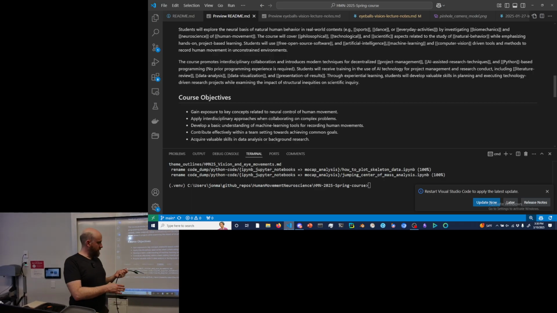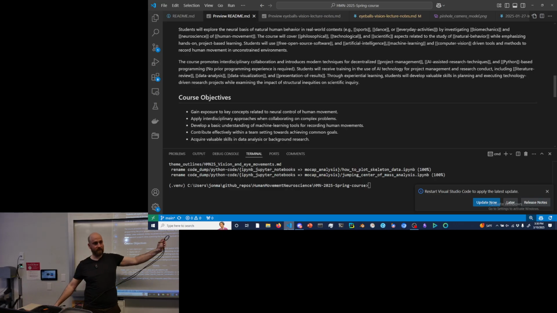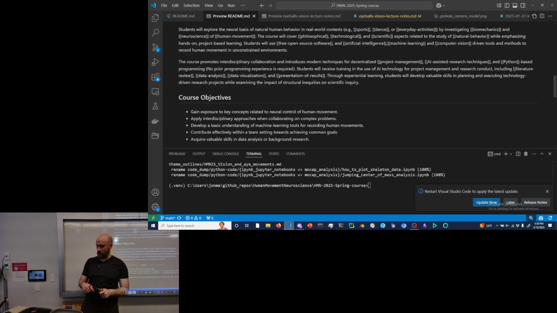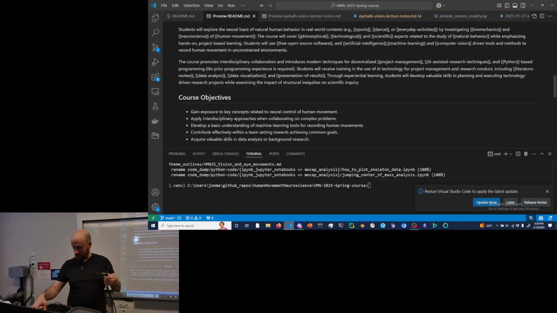And so, when we are thinking about human movement in the natural world, the question of eye movement becomes pretty incumbent pretty quickly for a number of interesting reasons.